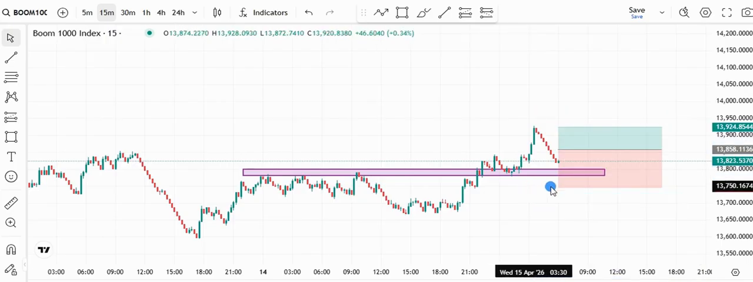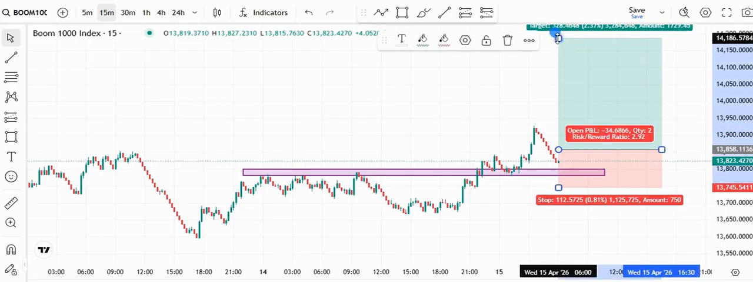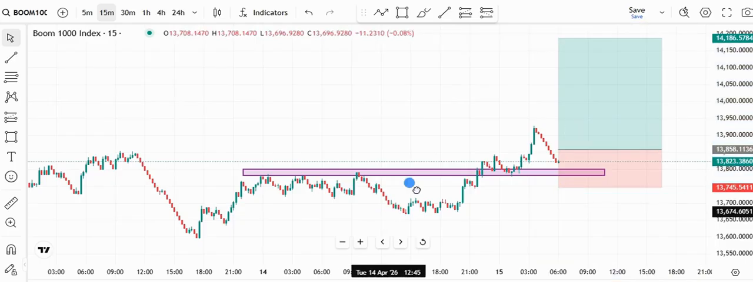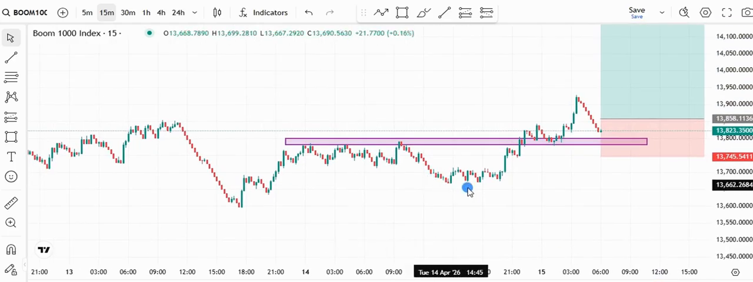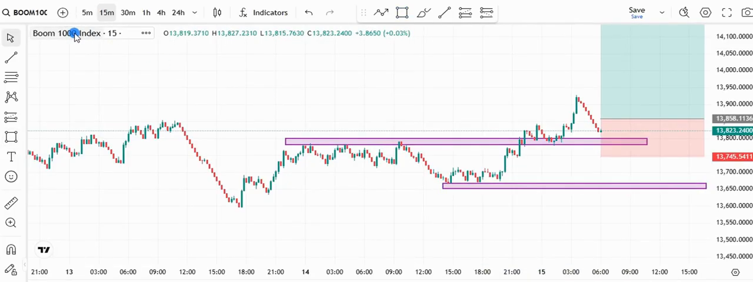So here is what I expect. If it happens to spike, then go long on Boom 1000. But if that does not happen and it breaks below, that means you have to wait for a bearish setup, breaking below this level, before we think of going short again. So wait for it to break below before thinking of going short. All right, so that's for Boom 1000.